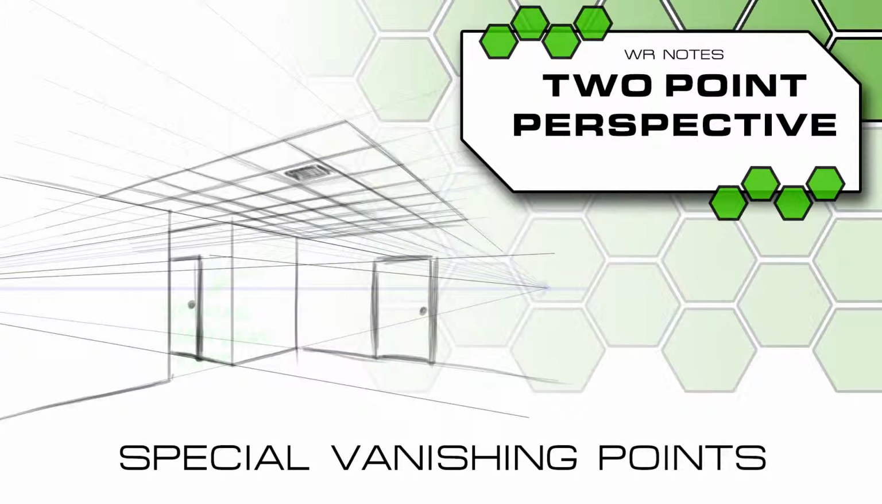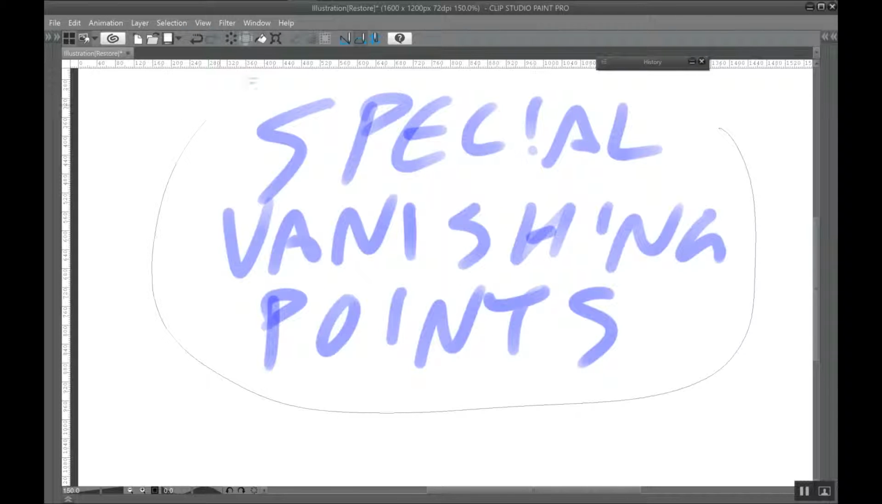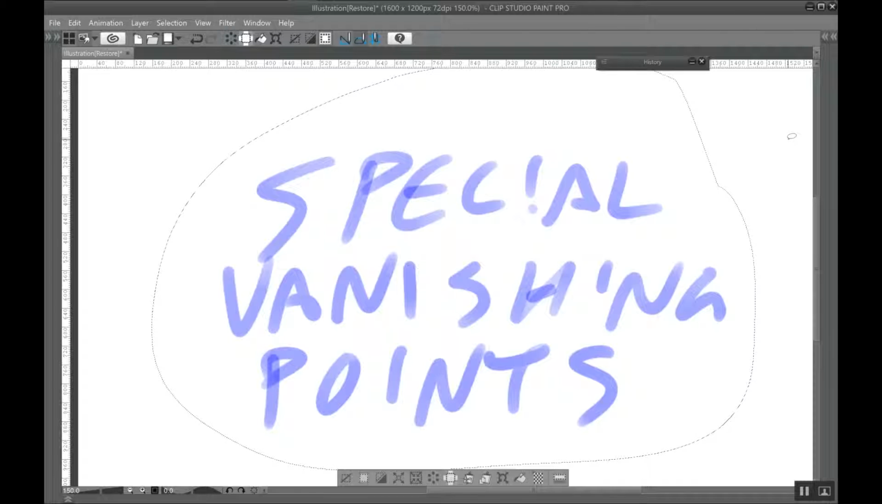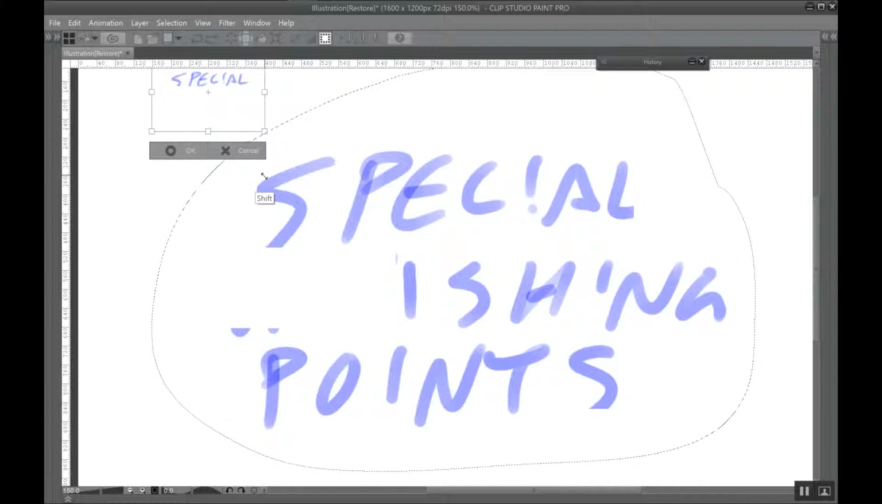Now I want to talk about special vanishing points. Sometimes you may need consistent shapes that aren't squares. This is where special vanishing points come in. Special vanishing points and diagonal vanishing points are similar.